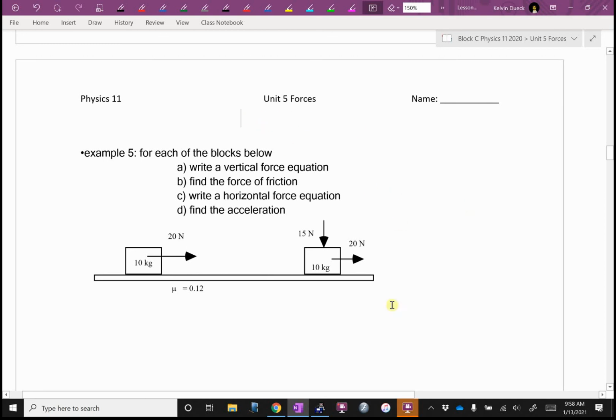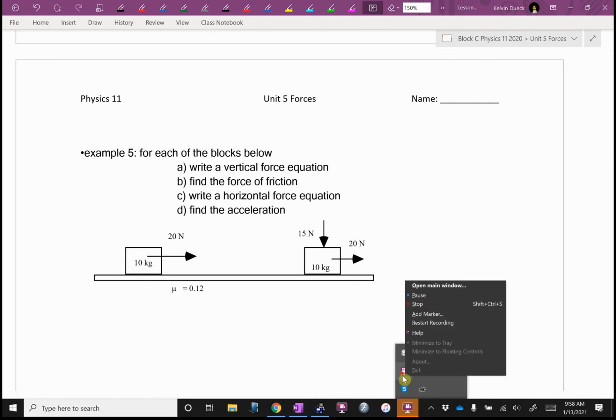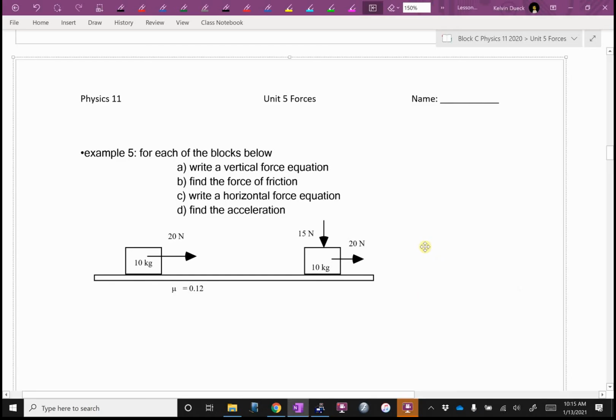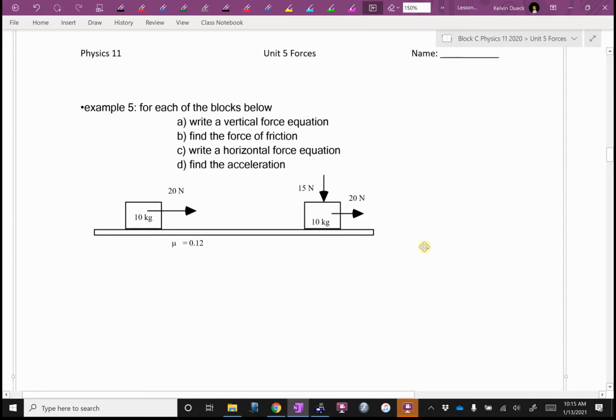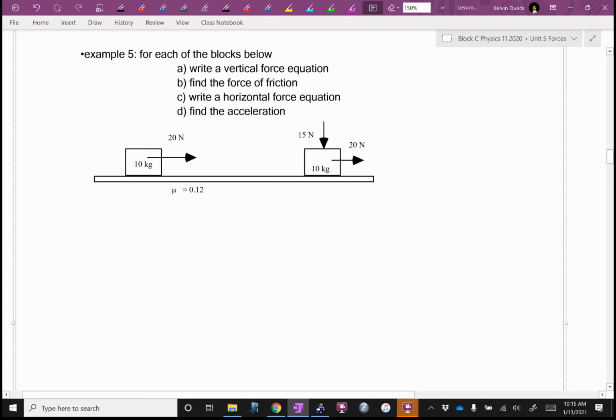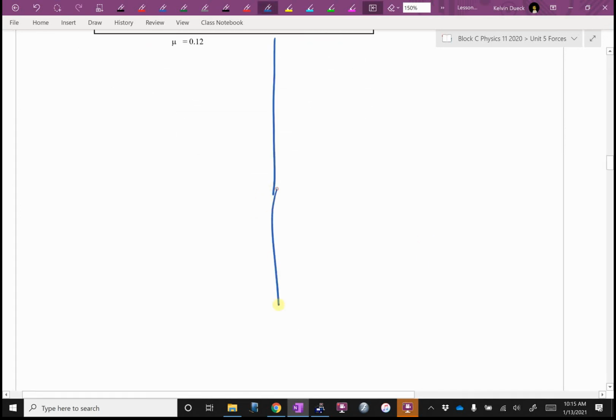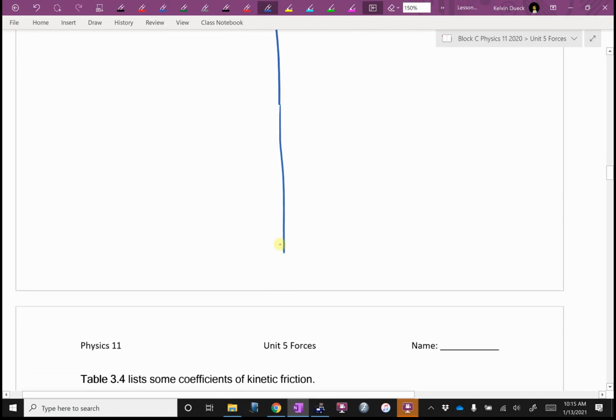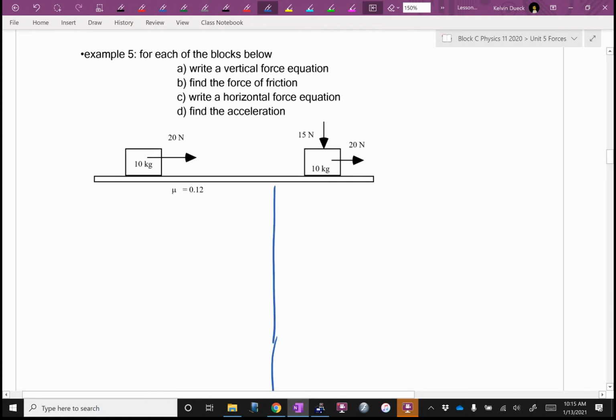Put your pencils down, look up. For each of the blocks below, it says, write a vertical force equation, find the force of friction, write a horizontal force equation, find the acceleration. I'm going to draw a little line right down the middle of the page here, and we're going to do these at the same time. We'll do A for both of them, B for both of them, C for both, D for both, because I want you to notice where they're the same and where they're different.